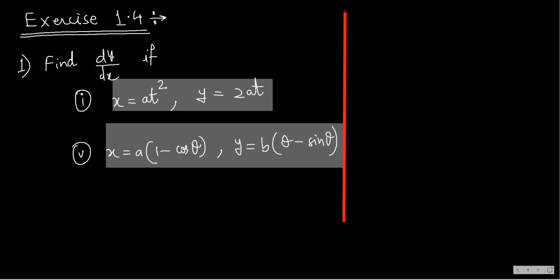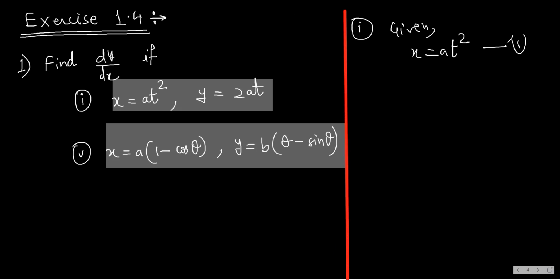What am I given? I'm given here x equals at square. So the first one I write, it's given x equals at square, and second I write y equals 2at. Now, I differentiate. I understand that x and y both are functions of t. So students, as such, in the question, they should have mentioned that a is a constant.